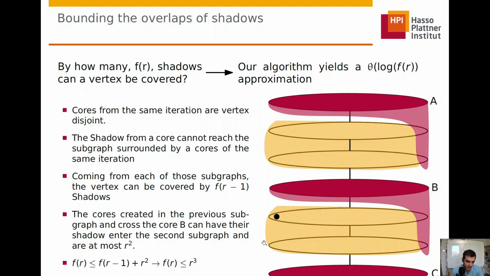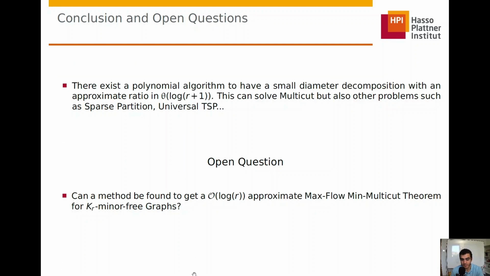And so recursively we can say that f of r is at most f of r minus 1 plus r square, so f of r minus 1 being the shadows that can reach this vertex from inside, and r square being the shadows that can reach this vertex from outside. And so we have recursively that f of r is less than or equal to r cubed.